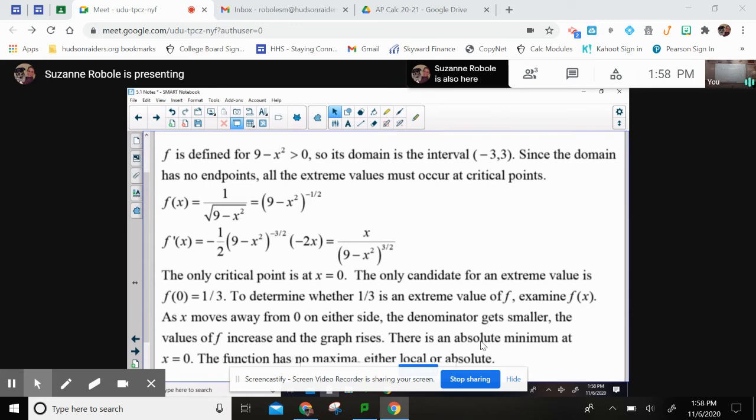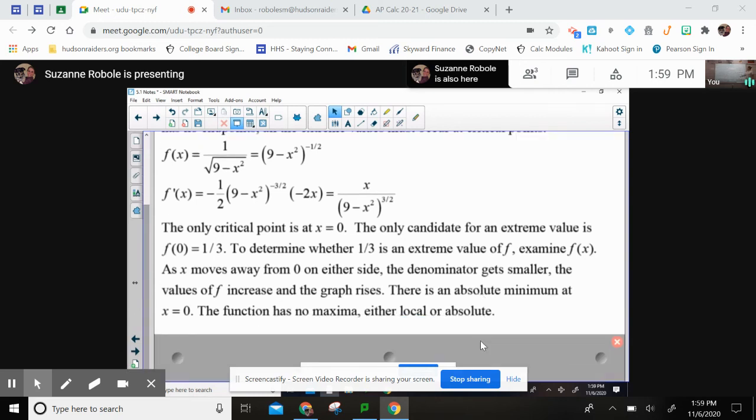That's the only potential point that could happen. So put x equals 0 in, and we get 1/3. To determine whether it is an extreme value, you need to test some values around it. So what's happening? Is it a local minimum or an absolute minimum? Then the values around it are going to be greater than it, or vice versa. Maybe it's a maximum, then the values around it are going to be less than that. So you just need to make sure that you are going through and seeing what happens.